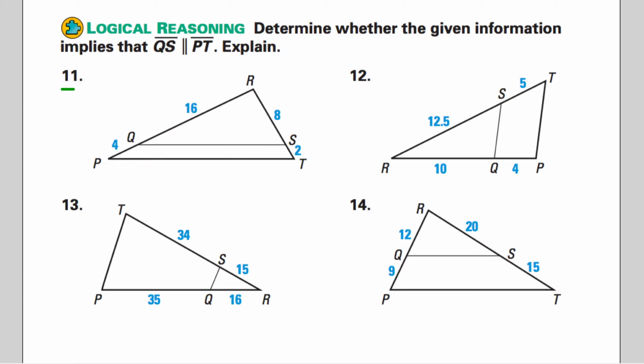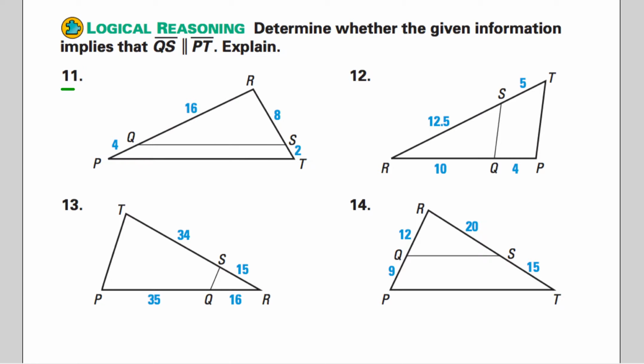Okay, here are the instructions for number 11, logical reasoning. Determine whether the given information implies that QS is parallel to PT. So here is this picture. Here's QS, here's PT, and what they want us to do is to see if these lines are parallel. Well, if you go back to the first theorem that we learned today, and remember the converse said that if these sides of these triangles are proportional, then these lines will be parallel. So coming back to number 11, we just have to see if the sides of these triangles are proportional.